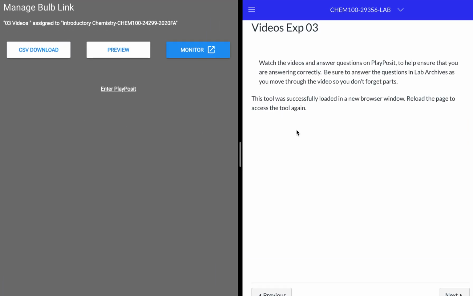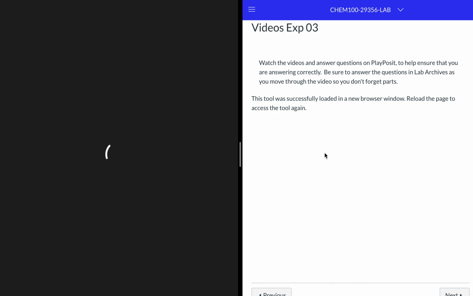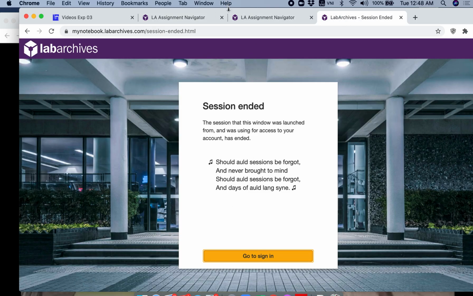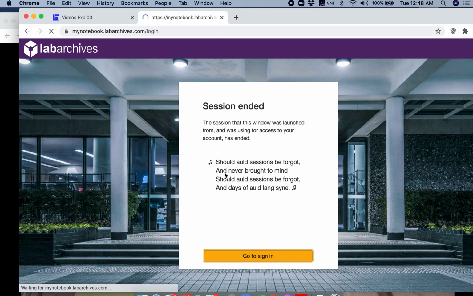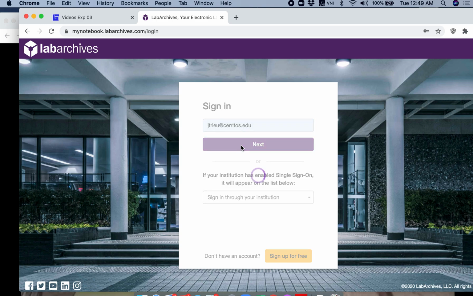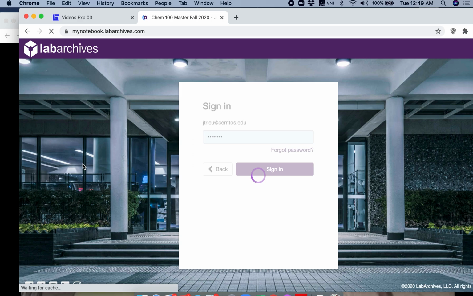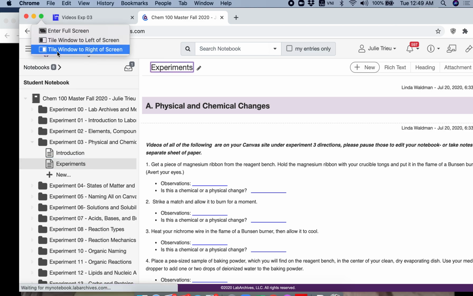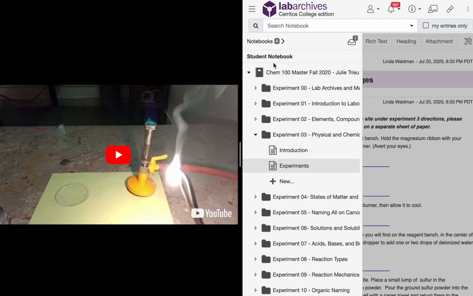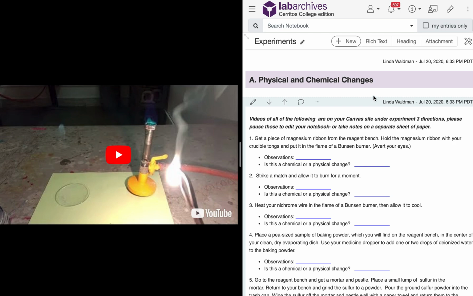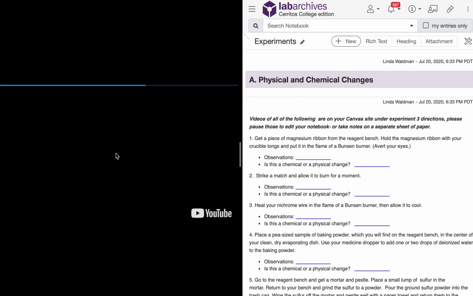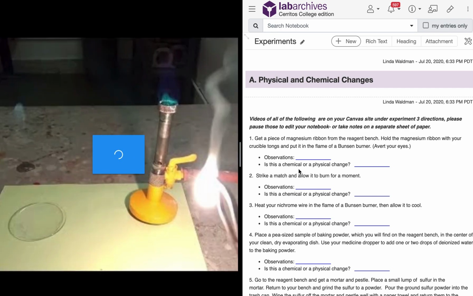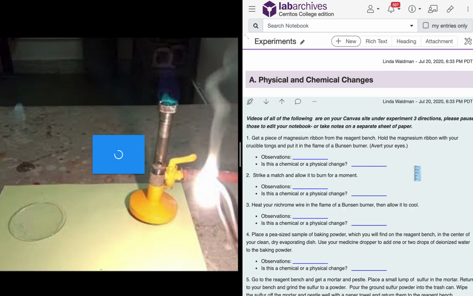Okay, there you go. I need to log into my LabArchives again. One second. Okay, experiment. I just applied the split screen, so the video from the lab is on one side, and on the right I need to edit and fill out the answers.